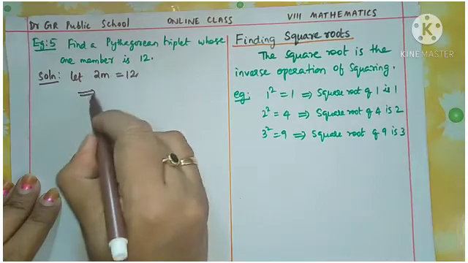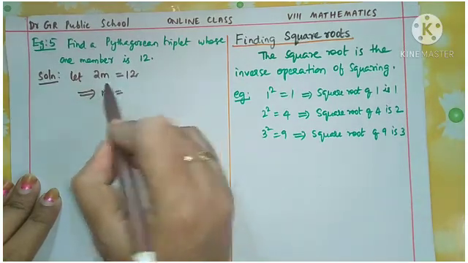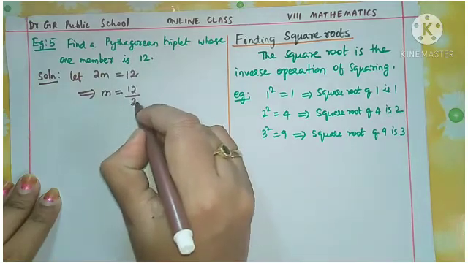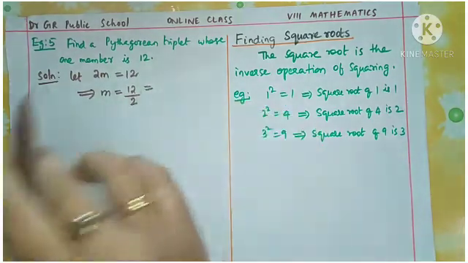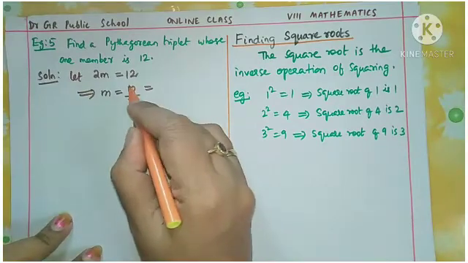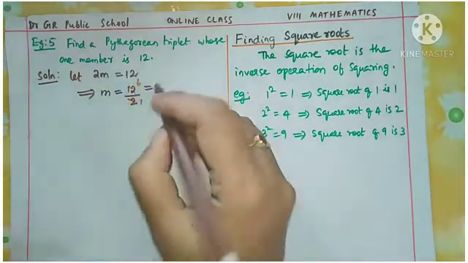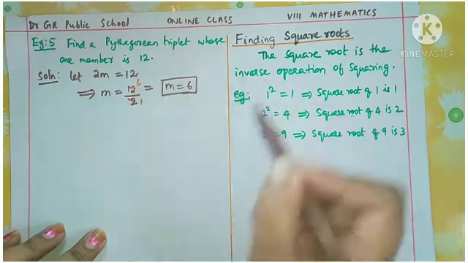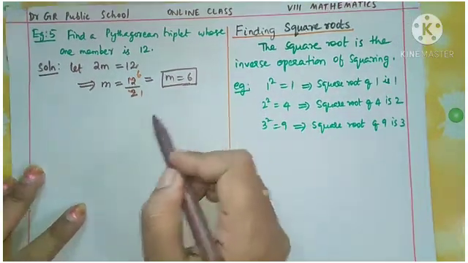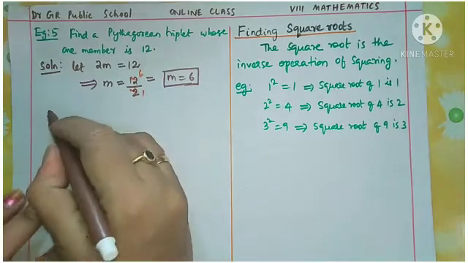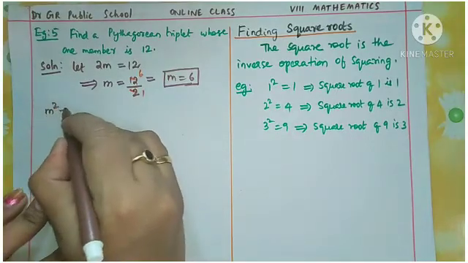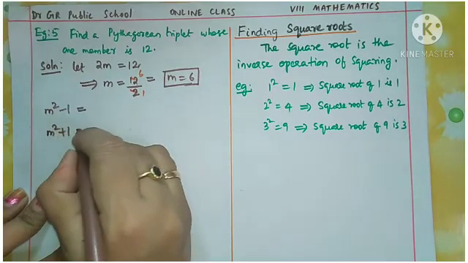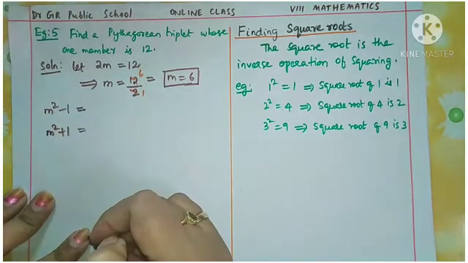So this implies m is equal to, again 2 will come as division. So 12 divided by 2. What is 12 divided by 2? 1 2 is 2, 6 2s are 12. So you get m value is equal to 6. By using this m value, we are going to find the other two members. What are the other two members? M square minus 1 and m square plus 1. So these two members we need to find out.